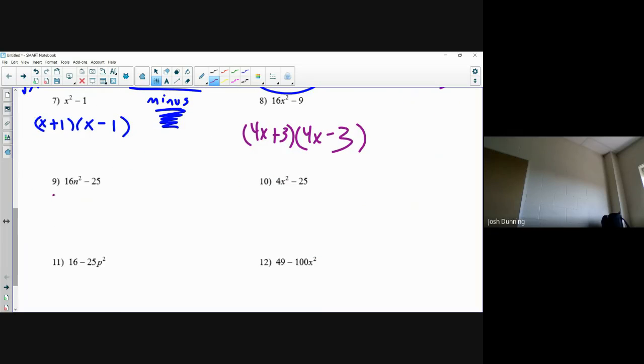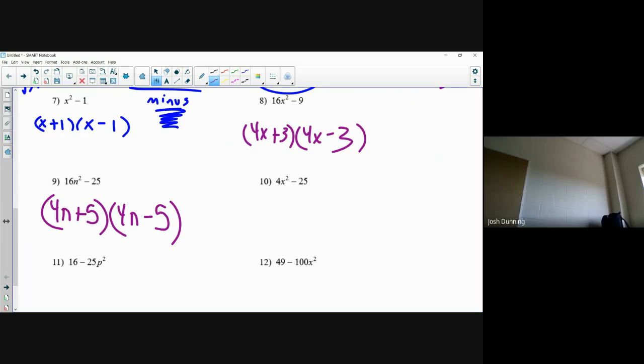Number 9. Square root of 16, 4 with the n. 1 gets a plus with 5, the other gets a minus. Now that's the reason that they have to be perfect squares as well. Because when you put that first number, like the 4 there, you're going to end up doing 4 times 4. And you get 16, a perfect square.